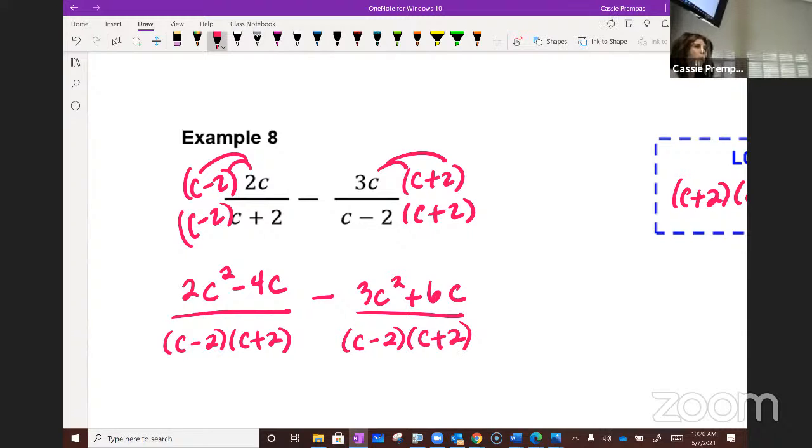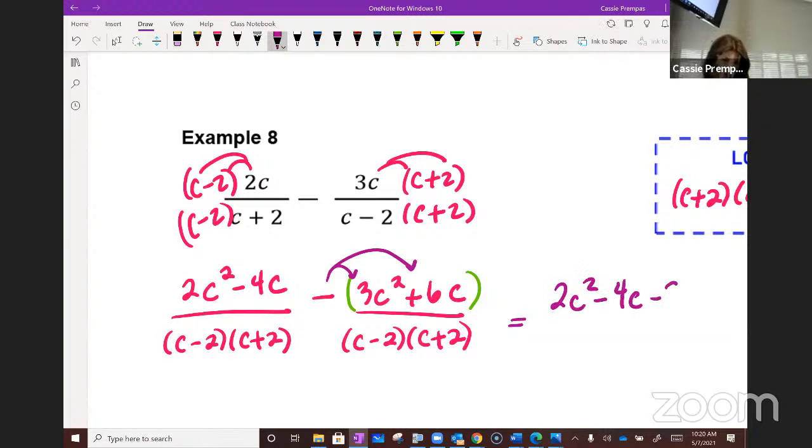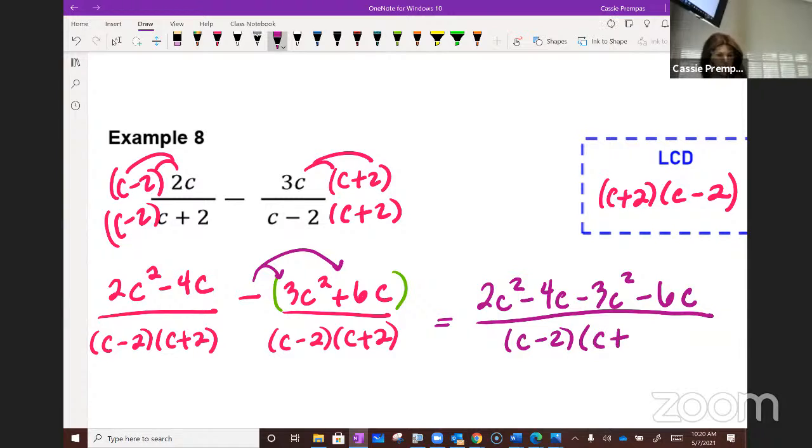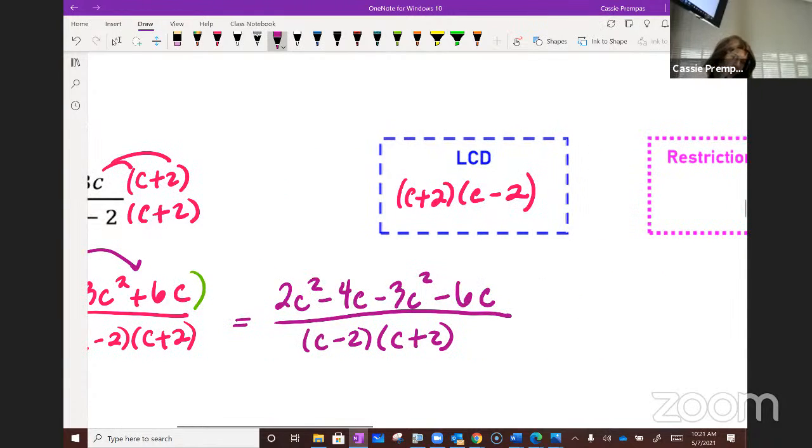What did I say to put around the terms when you're subtracting? Parentheses, awesome. And if I use parentheses here, what do I need to remember? The negative sign, awesome. So I need to distribute here, which if I combine this all together, I'll have 2c squared minus 4c minus 3c squared minus 6c. That's probably the most common mistake I see: we forget to distribute that negative over c minus 2, c plus 2.